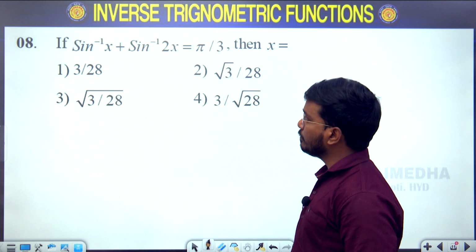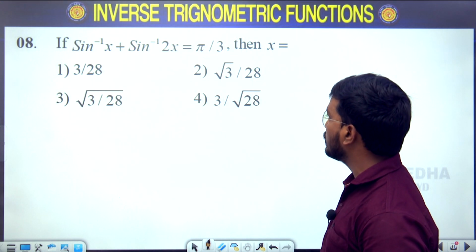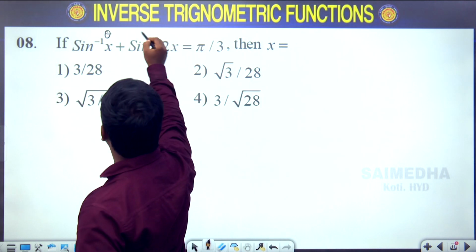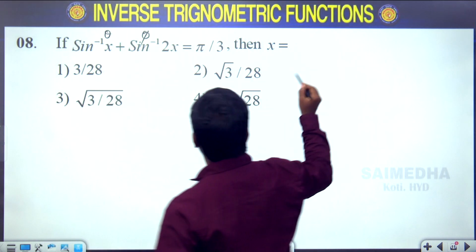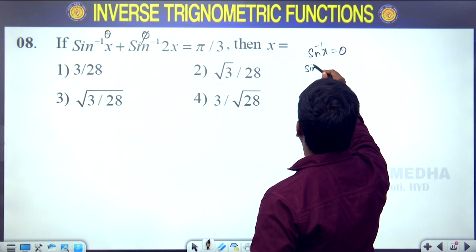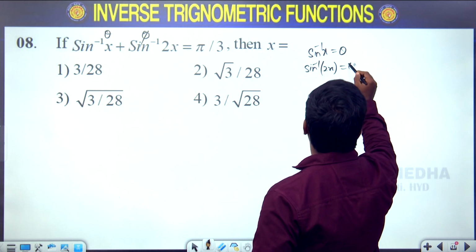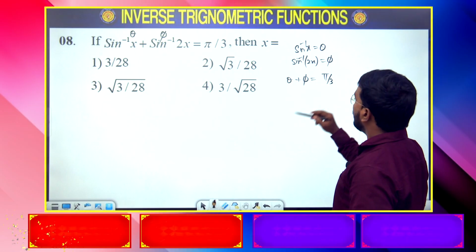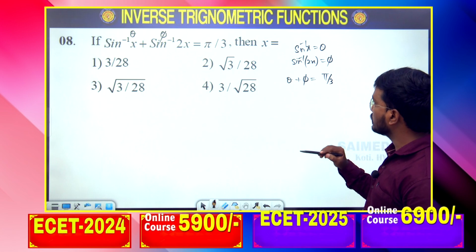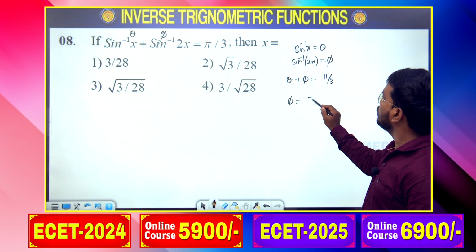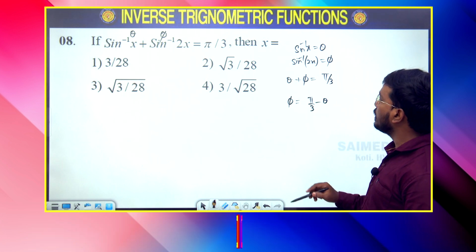Similarly, one more question is there. Sin inverse of x plus sin inverse of 2x is equal to pi by 3. So shall I assume that this angle has theta, this angle has phi. I am assuming sin inverse of x is equal to theta and sin inverse of 2x is equal to phi, and theta plus phi is going to become pi by 3. What are we doing? Trying to find out the value of x. Then phi is equal to pi by 3 minus theta.